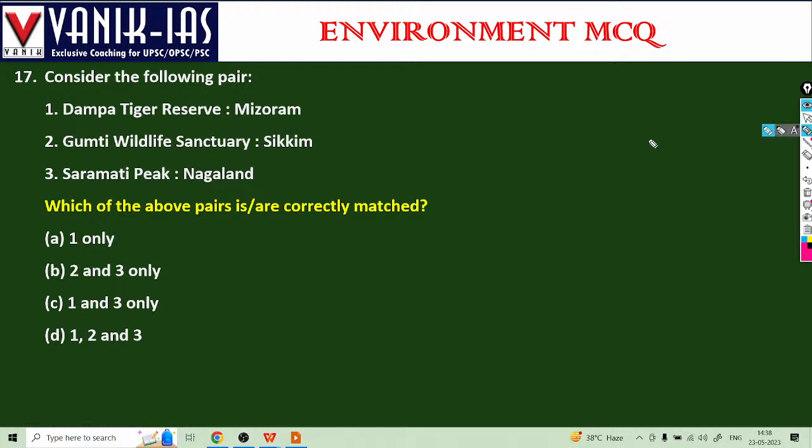Consider the following pairs. Dampa Tiger Reserve, Mizoram. Gomti Wildlife Sanctuary, Sikkim. Saramati Peak, Nagaland. Which of the above pairs is correctly matched? It is 1, 2 or 3. Dampa Tiger Reserve, Mizoram. Gomti is not Sikkim. It is in Tripura.